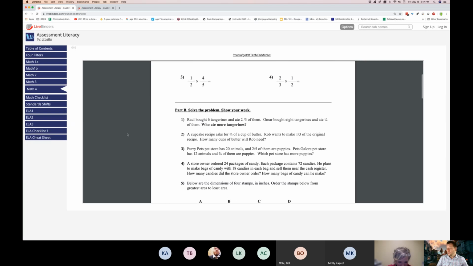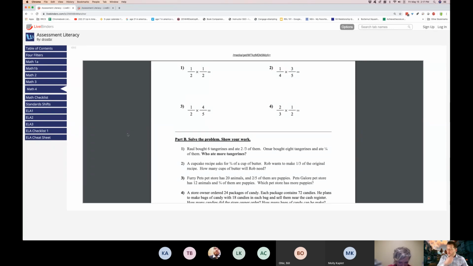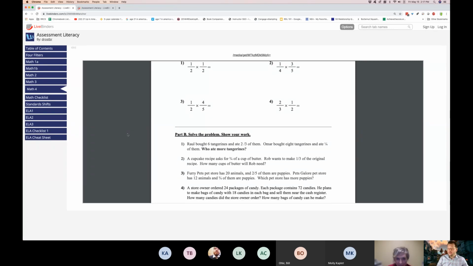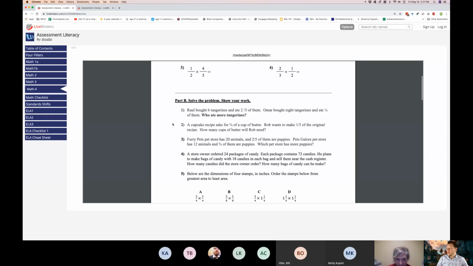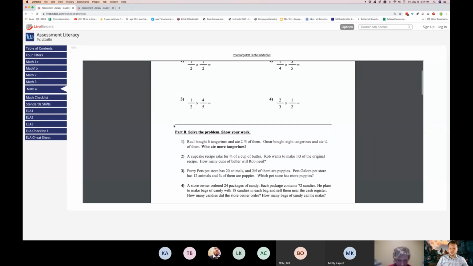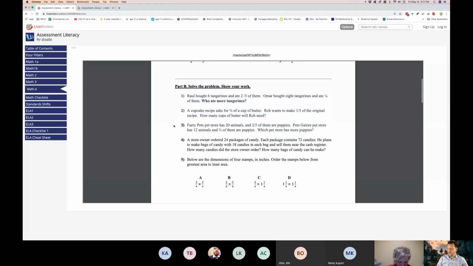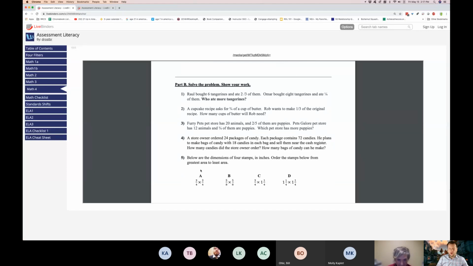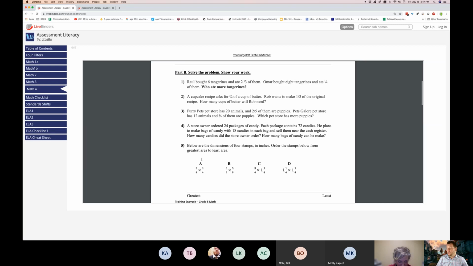While people are still thinking, I'll share one of the things that I know. One of the things I always think about is that this test has definitely a balance of procedural skill and fluency, conceptual understanding, and application going on here. Pretty much all the problems are in a real-world context, so I've met that piece in part of the puzzle.